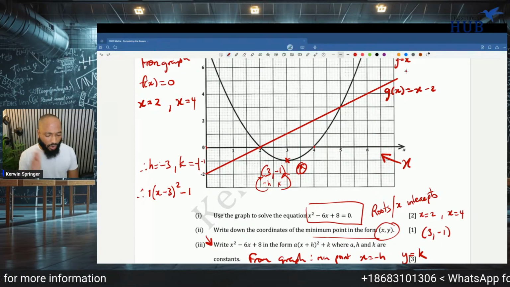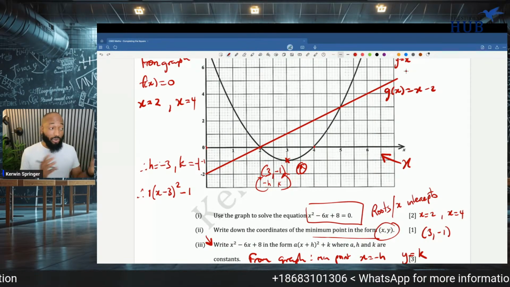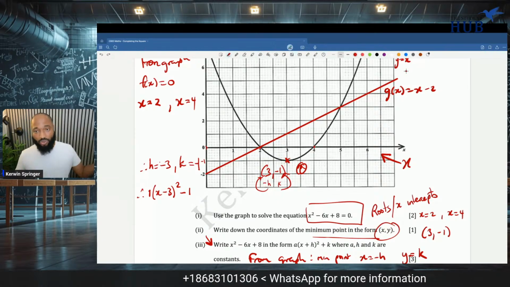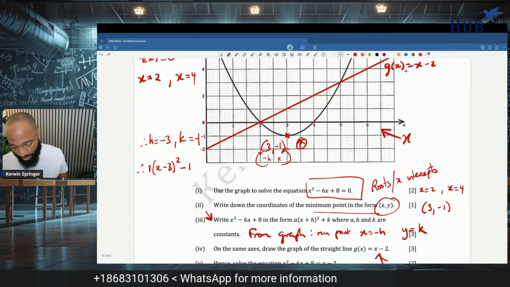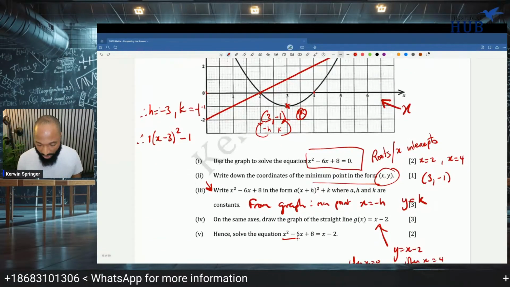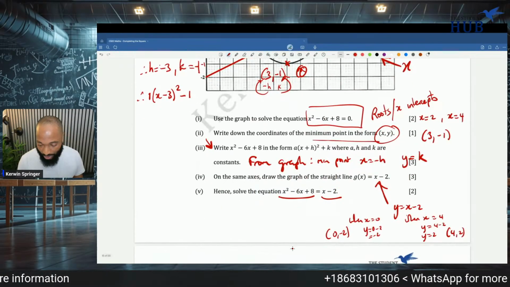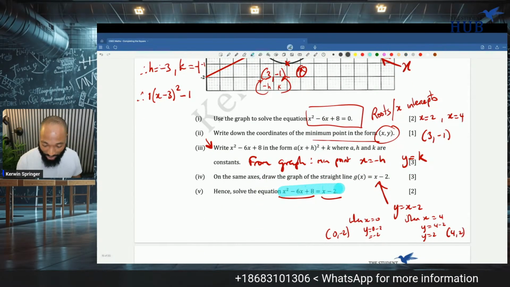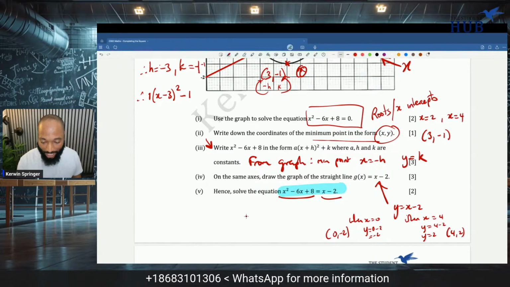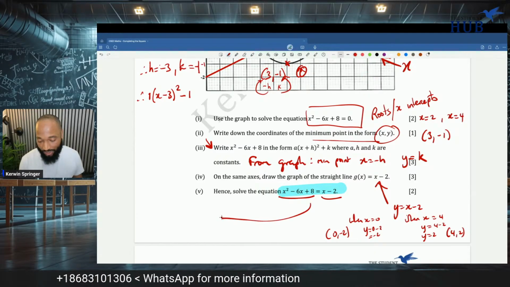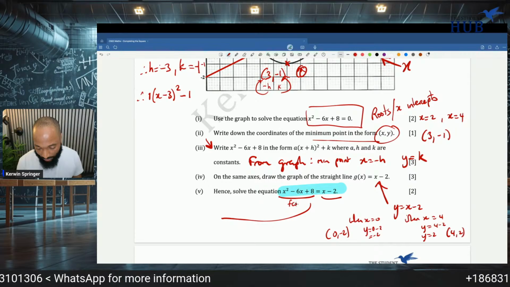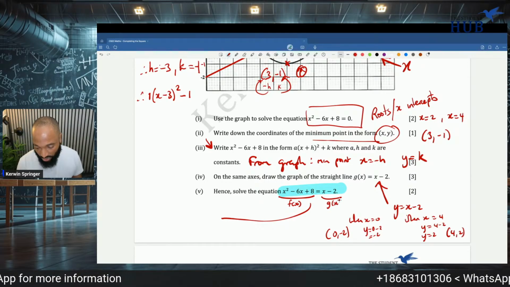You understand? So that's coordinate geometry. That's a prerequisite to completing the square. You need to know how to draw a line if they give you a line. Hence solve. And what is this asking us to do? This is under the topic simultaneous equations. This is a simultaneous equation solved using a graphical method. This is one function equal to the next function.